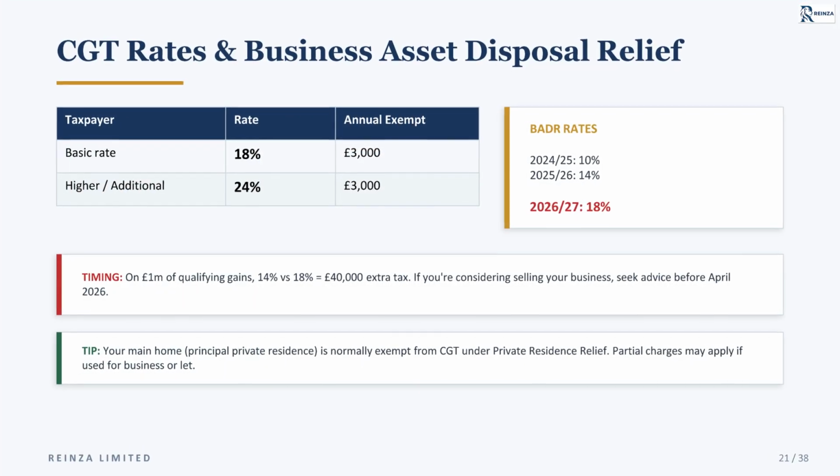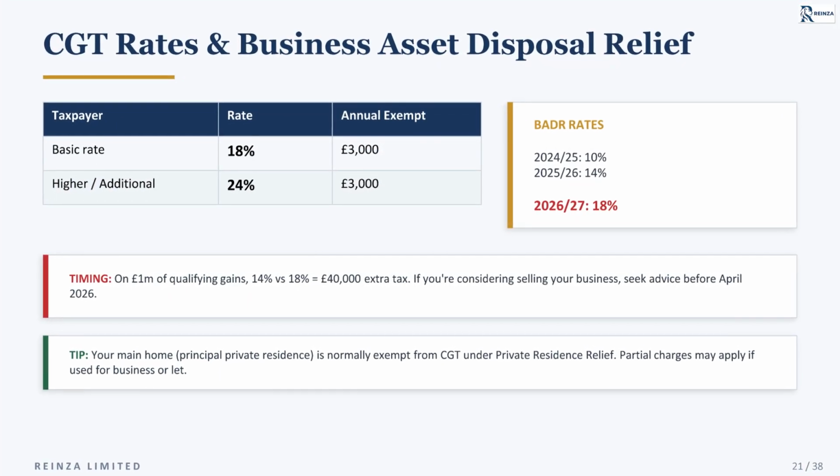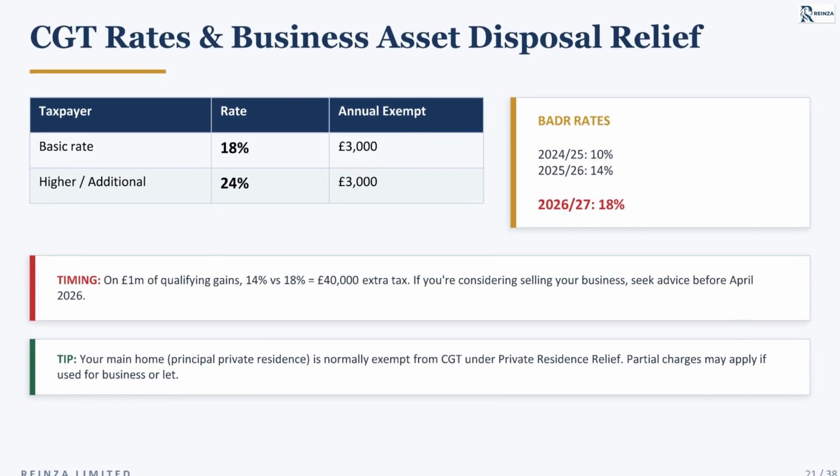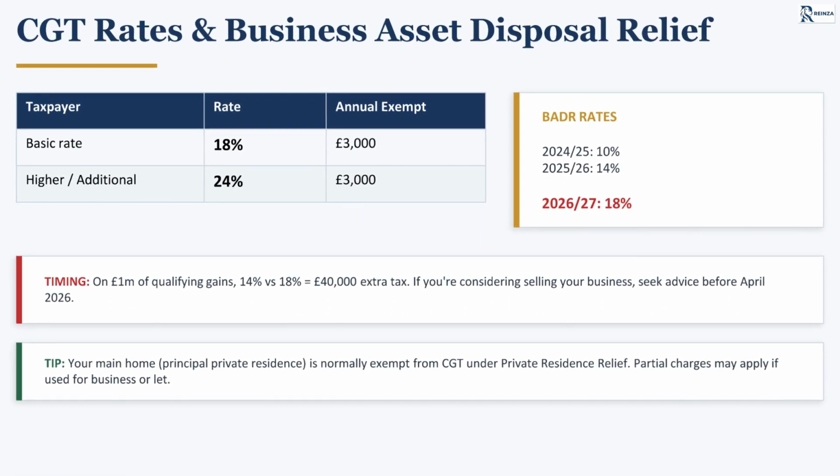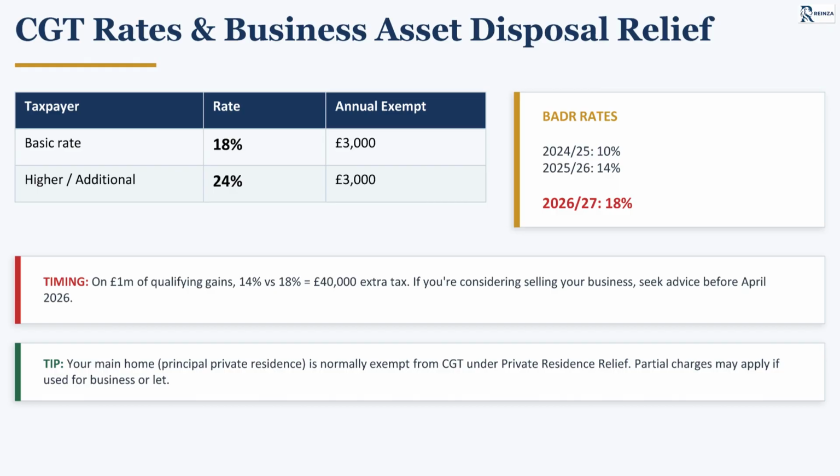For 2025 to 2026 and 2026 to 2027, CGT rates have been unified at 18% for basic rate taxpayers and 24% for higher and additional rate taxpayers. The annual exempt amount is £3,000, meaning the first £3,000 of gains each year are tax-free.